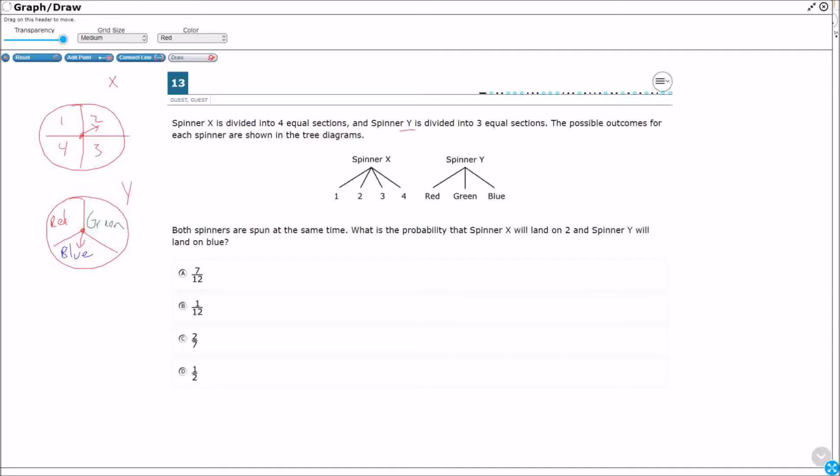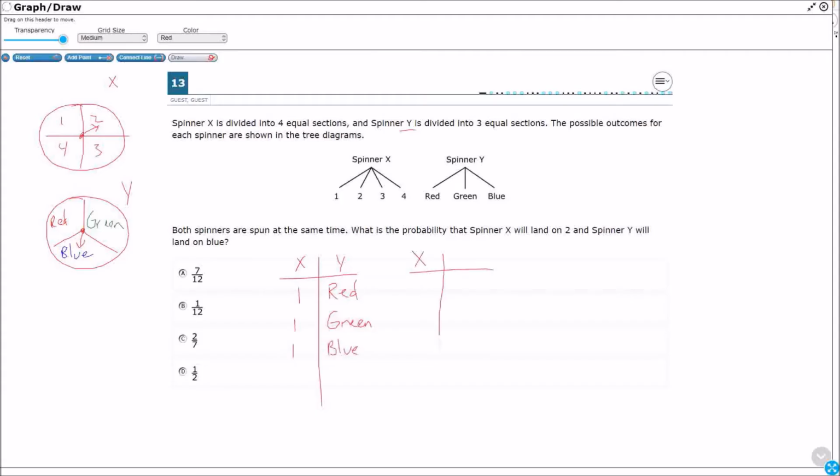Well, if we were to spin both at the same time, right, let's come up with some sample spaces. So I could possibly have from each of these, so I'm going to do an X, right, and a Y. What happens if my X lands on 1? Well, I could have a 1 and a red on Y, a 1 and a green on Y, and then a 1 and a blue on Y.